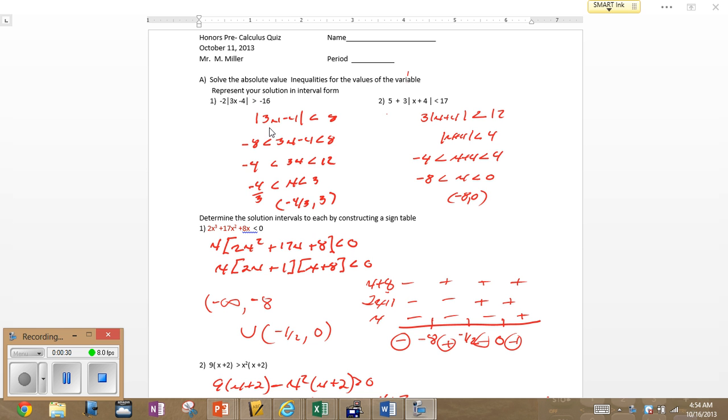Then we can remove the absolute value bars by comparing the term inside, namely the 3x minus 4, to 8 and its opposite, -8, with the opposite comparison. And then we work it from the middle on out and arrive at this solution interval. Okay.